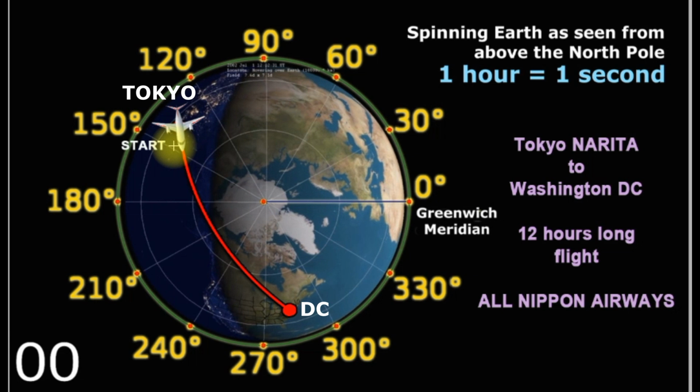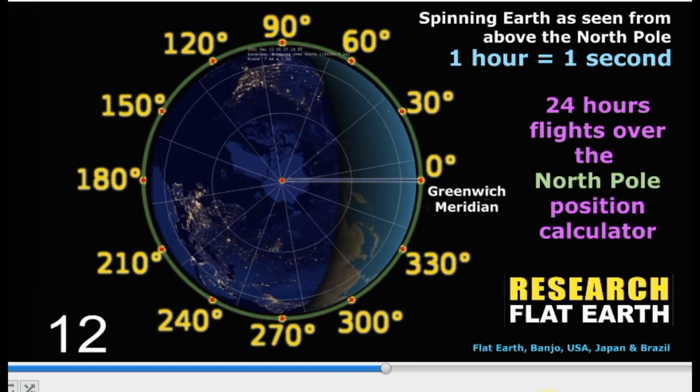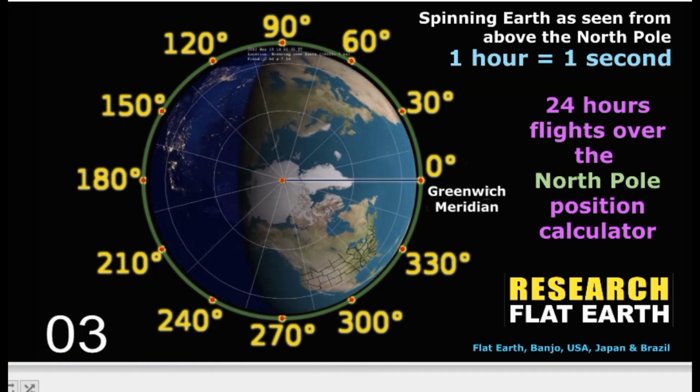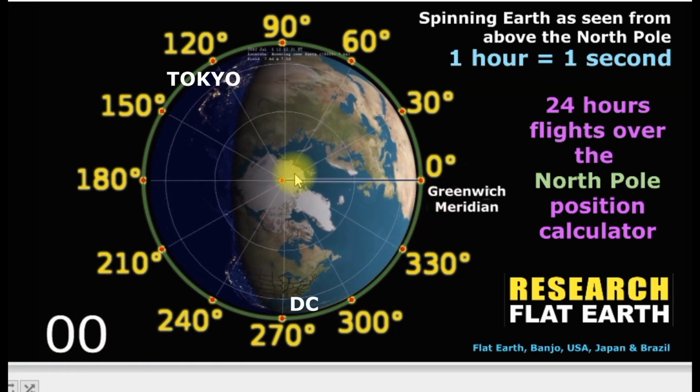We are now looking at the flight back from Tokyo Narita to Washington DC, a 12 hour long flight. All Nippon Airways. Here is Tokyo, here is DC. Let's go to our timer. Set the timer again to 0. Everything looks good right here. Prime meridian. We have DC right here, and Tokyo. Remember, this flight is now going from Tokyo to DC while the Earth is rotating. So we start the timer at the moment the plane takes off towards DC. Let's do it.